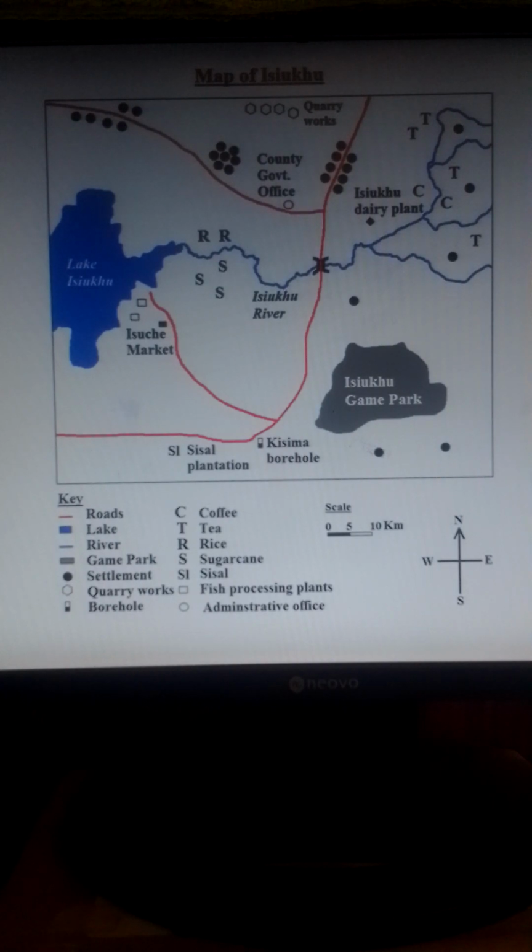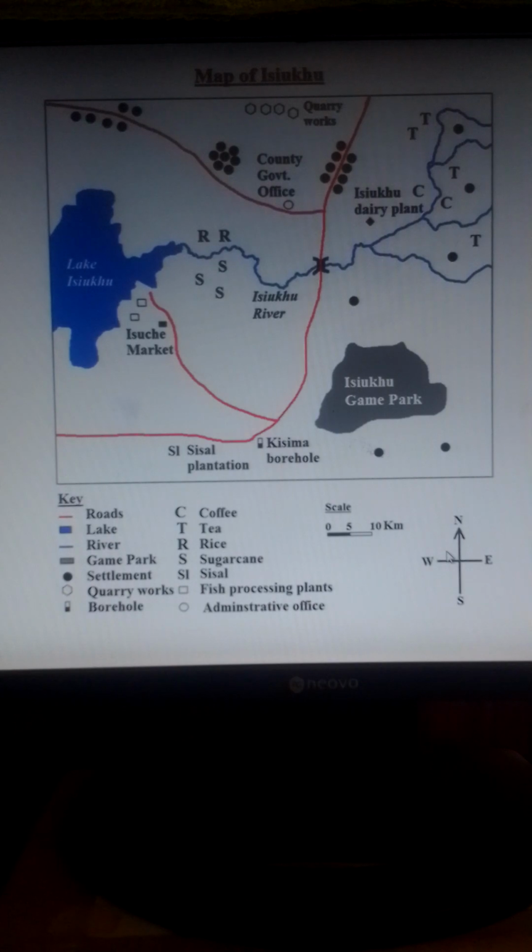Next is the compass. The compass helps us to find the direction of features in relation to others. In this map, this is the compass, which is a 4-point compass. We also have an 8-point compass. This 4-point compass has north, east, south, and west directions. The 8-point compass has north, northeast, east, southeast, south, southwest, west, and northwest.